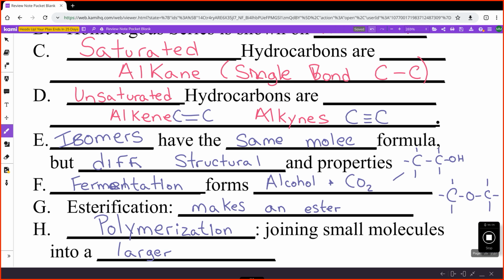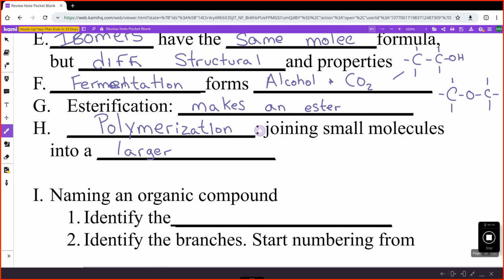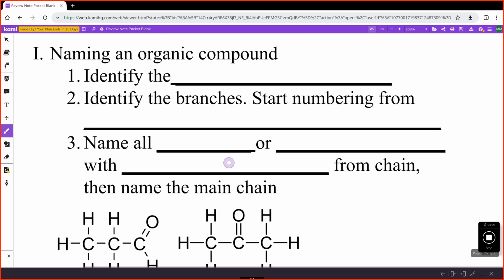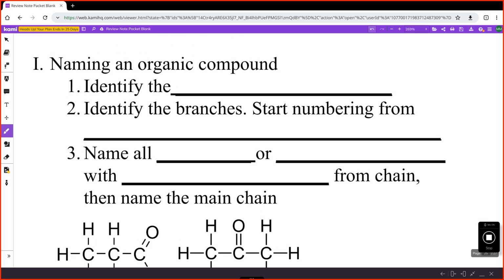Polymerization: taking a bunch of small things and joining them up into a very, very large one. Those are 3 things that you need to know. And lastly, the process, the rules of naming an organic compound. These 3 things are the same every time you have to follow.